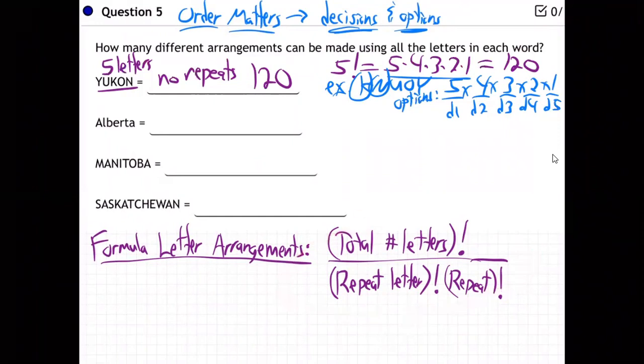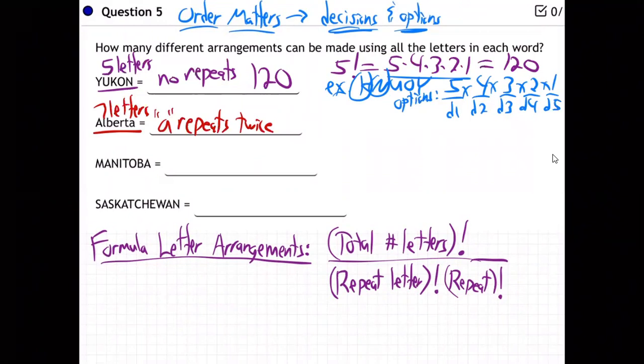Now, it gets a little more tricky when there's repeats. See right here, I think we have 7 letters. But A repeats twice. Right? A is a repeat. Now, don't worry about uppercase, lowercase. You might think, well, yeah, but it's upper, lower. It doesn't matter. We're just saying they're all A's. No, it's not case sensitive. We're ignoring case. A repeats twice.